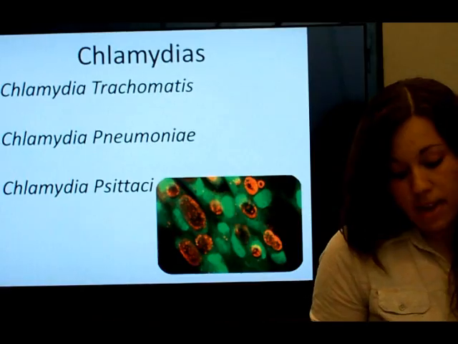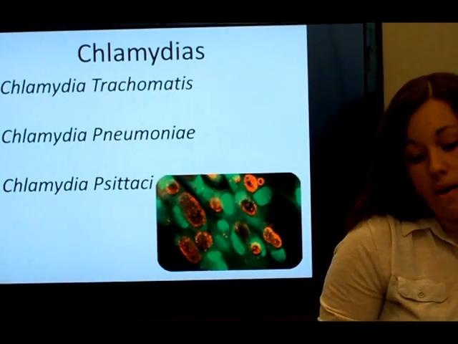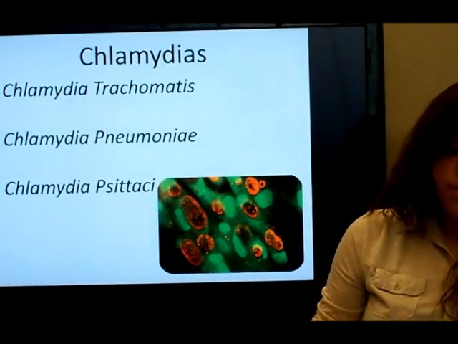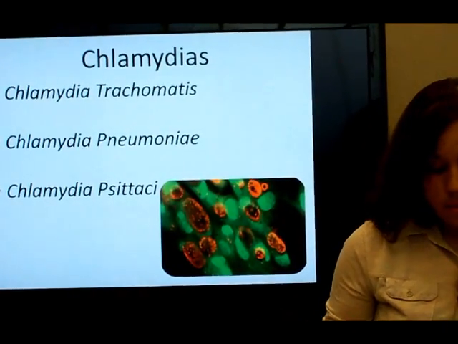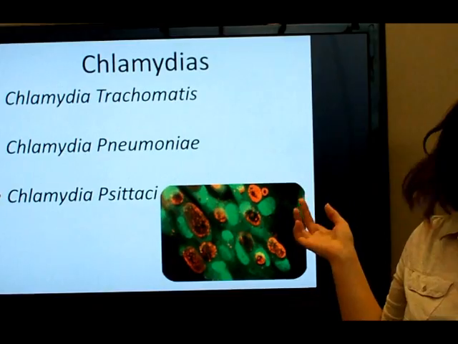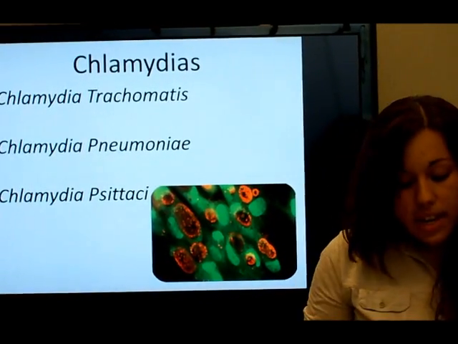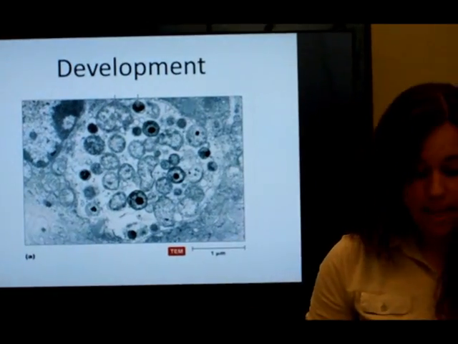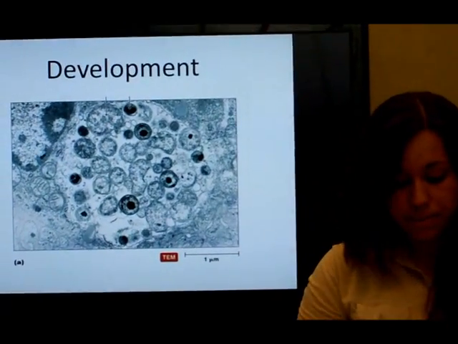Chlamydias are gram-negative microbes. They have no cell walls and no erythropods. We will be discussing 3 different types of chlamydias, as you can see on the screen. Chlamydias develop in 2 ways. Both forms of development occur in the endosome of a host cell.